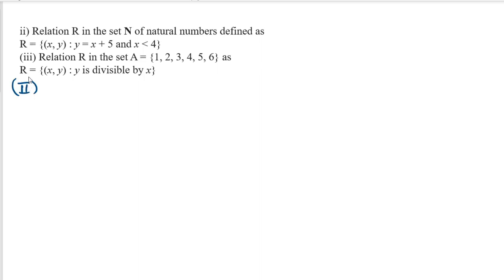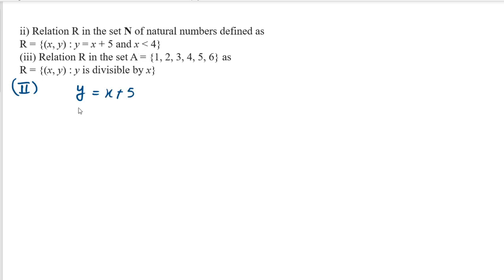There is the second part. So children, if I talk about the second part, what is given here? The relation is in the set N of natural numbers, defined as R equals x comma y such that y equals x plus 5 and x is less than 4. Okay children, so first of all, the condition given here is y equals x plus 5, and I have to take all the values which are less than 4.